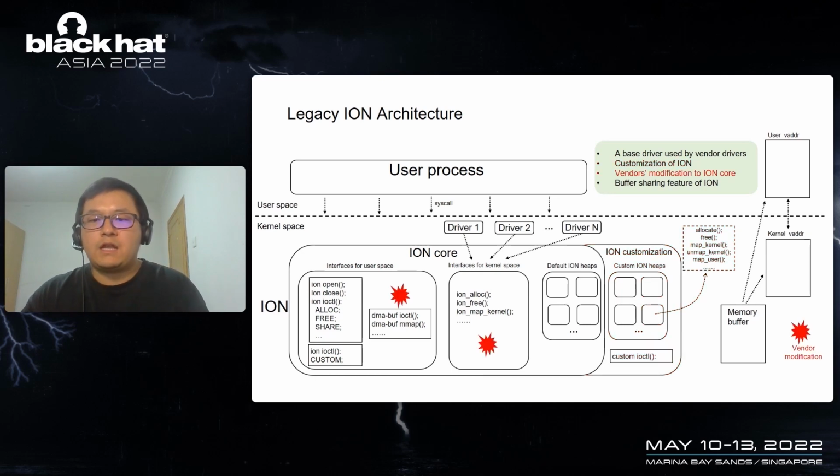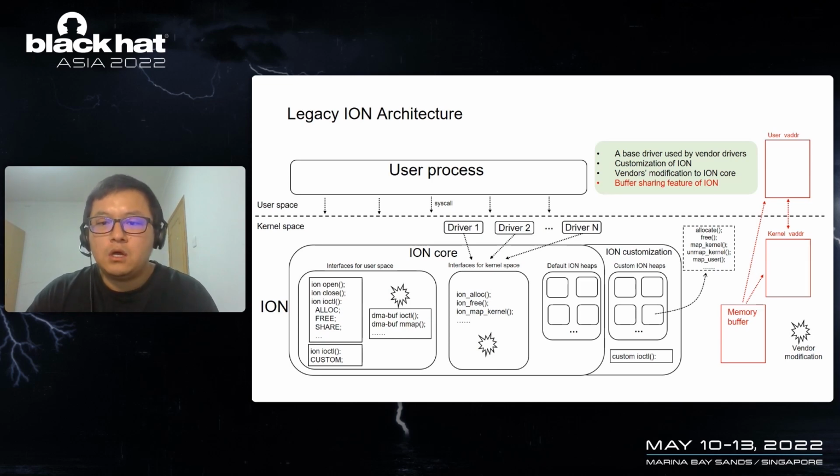The third characteristic of ion is the vendors' modifications to ion core. Ion core is developed and maintained upstream. Usually, vendors just use the interfaces of ion core to do their work. But actually, we found that many vendors would modify ion core for some purpose, such as debugging. The last characteristic is the buffer sharing feature of ion. A memory buffer can be mapped into kernel space and user space at the same time. This could be a really interesting feature because several kinds of vulnerabilities have been found in such features.